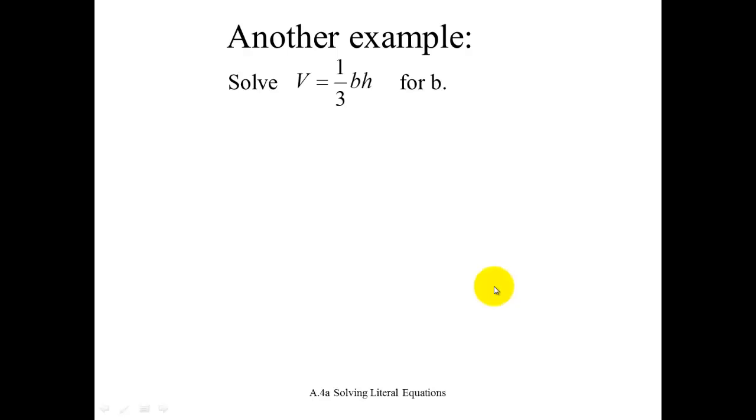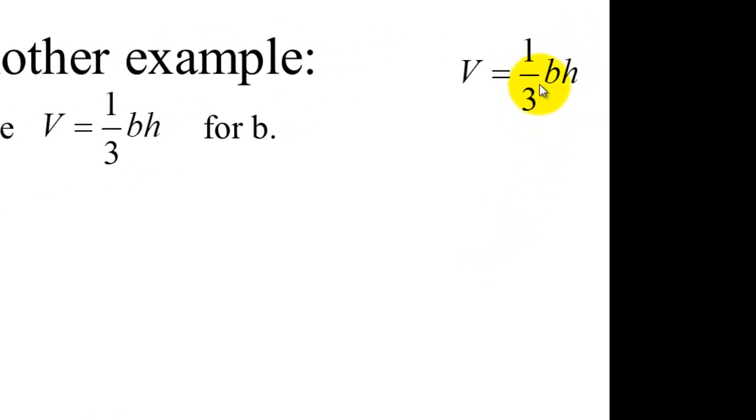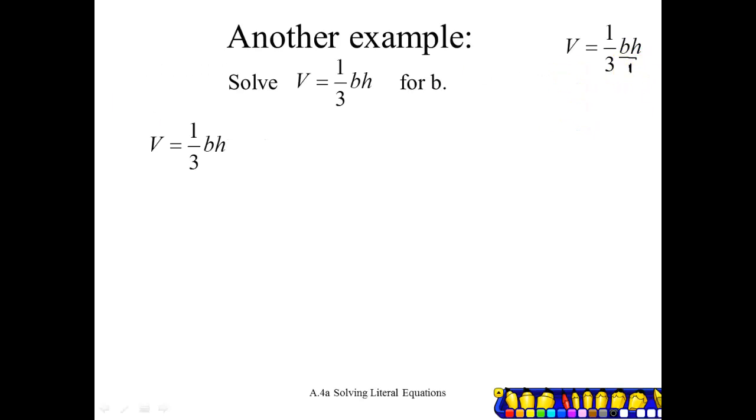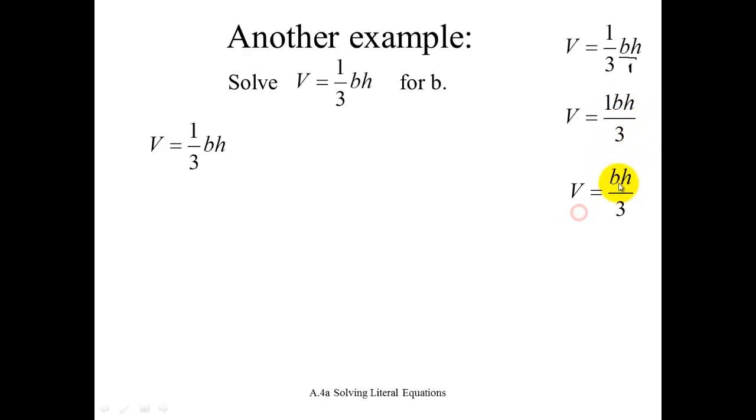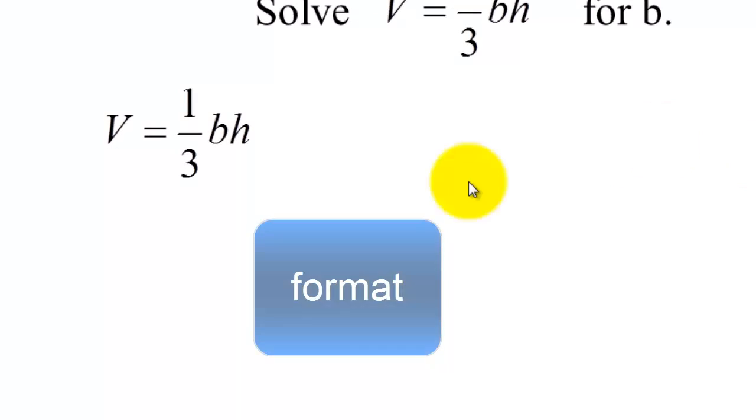Alright, for our next example, we have the formula for the volume of a pyramid. Now, let's say we would like to solve for the base of the pyramid. I'm going to write 1/3 base times height as base times height divided by 3. Note that in our preliminaries, we said that 1/3 base times height can be written as 1/3 base times height over 1, and then we can multiply 1 times base times height. That's just 1bh divided by 3, or simply bh over 3. So I'm going to rewrite this into this format.